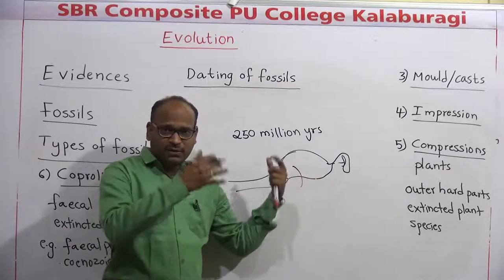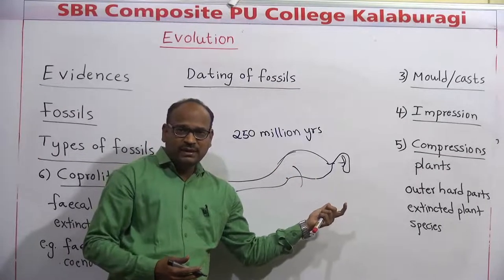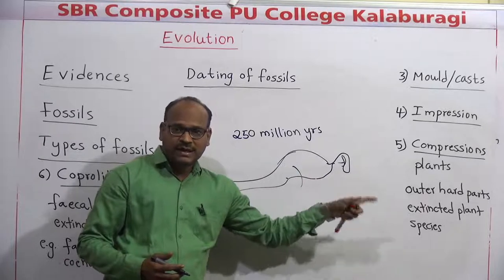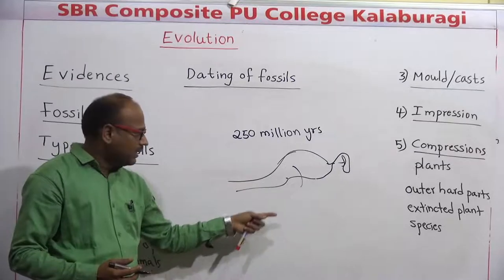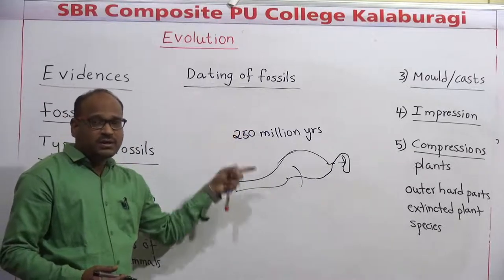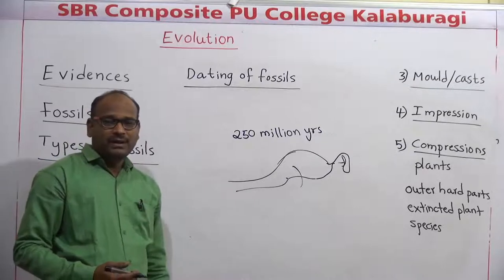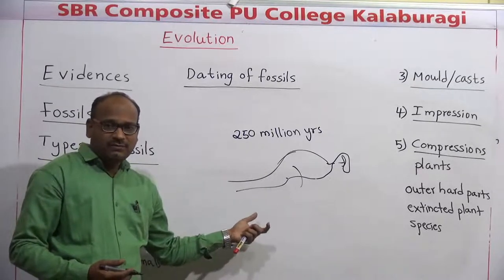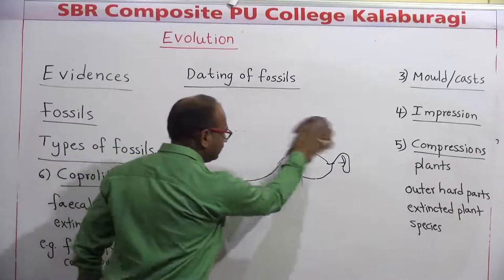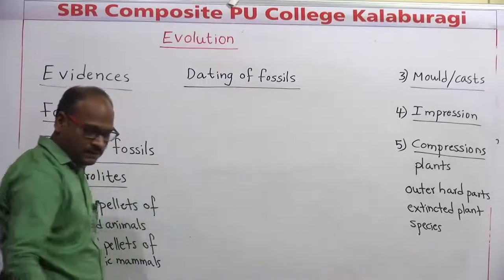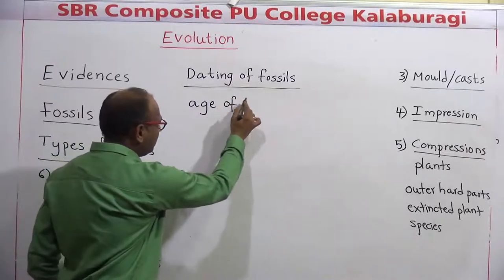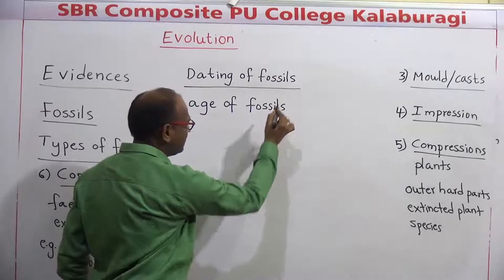If you take dinosaurs, when they lived on the earth they had a certain lifespan, some 50 years or 100 years or 200 years. We are not talking about that age. From now, finding the gap, finding the year, finding that period when this fossil lived on the earth is said to be the dating of fossils. Dating of fossils means finding the age of the available fossils.